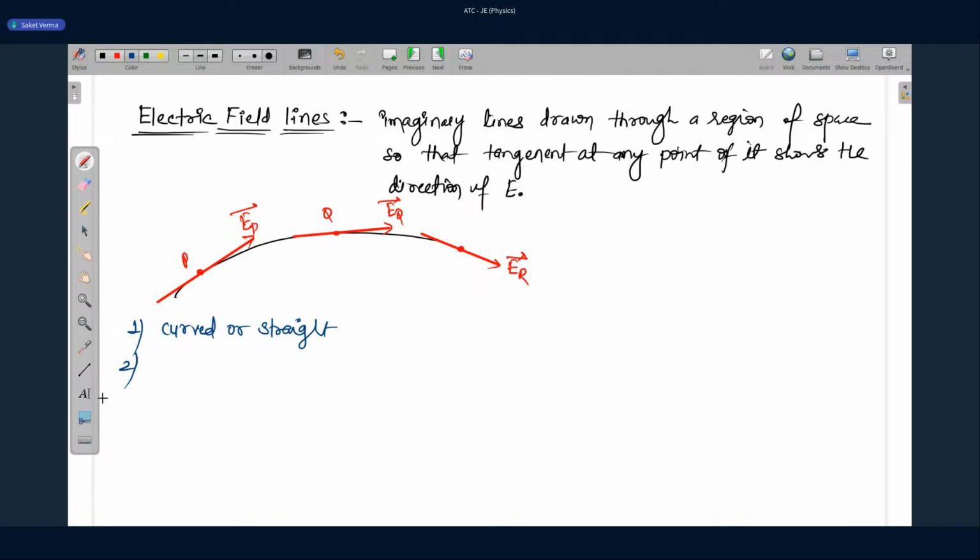Okay, now the second property: they are drawn in such a way that the tangent drawn at any point gives the direction. That is the main definition of electric field lines: whenever you draw a tangent, it gives you the direction of the electric field. Then the second point is that they are continuous in space, so they have no sudden breaks.